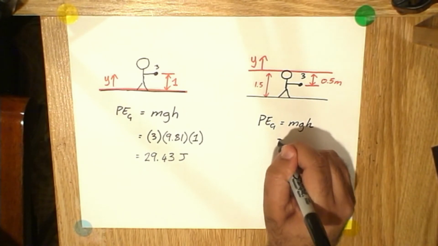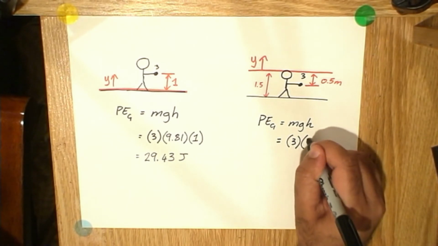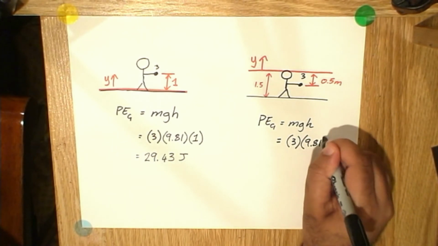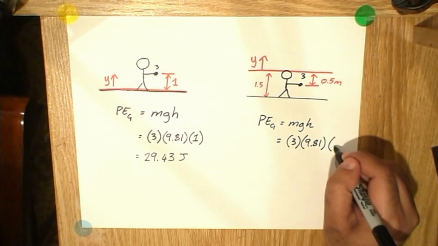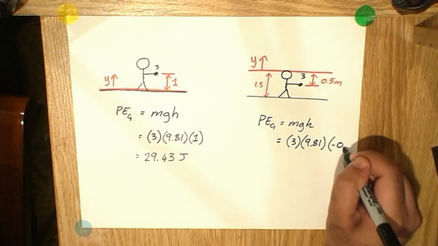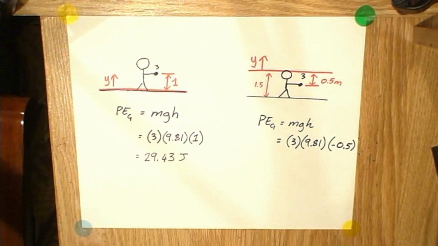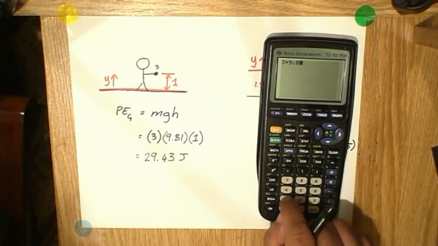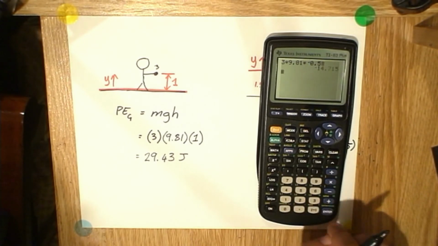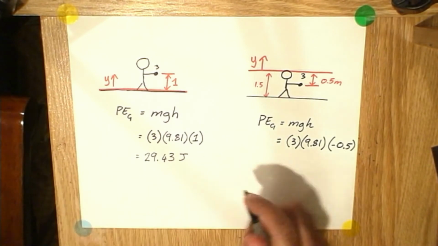We still calculate it the same way. The mass times gravity times the height. But the height is now 0.5 below the origin, which is negative 0.5. How much does all of that actually come to? 3 times 9.81 times negative 0.5 gives us negative 14.715.